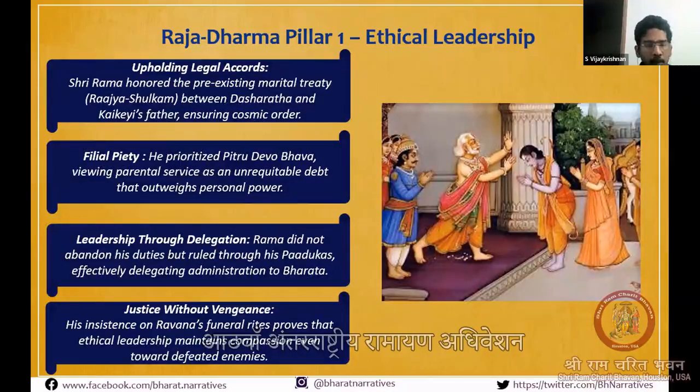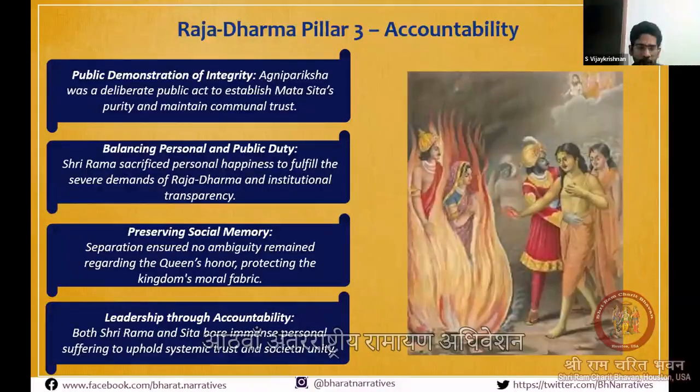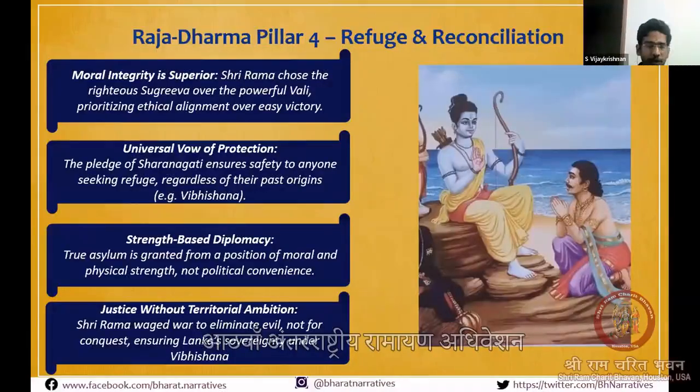Then last is justice without vengeance. Second pillar is inclusion, justice, and welfare. For the interest of time, I would just browse through these pillars and come to the conclusion. The third pillar is accountability, where, as we have seen through the Agni Pariksha and the latest separation from Mata Sita, he only demonstrates his transparency. The fourth is refuge and reconciliation.